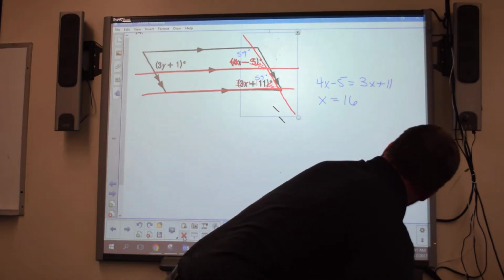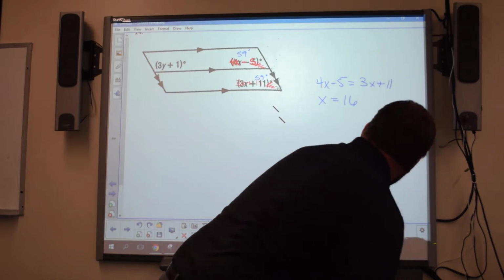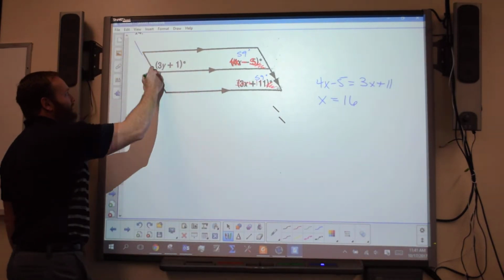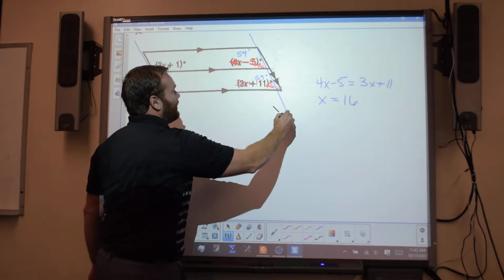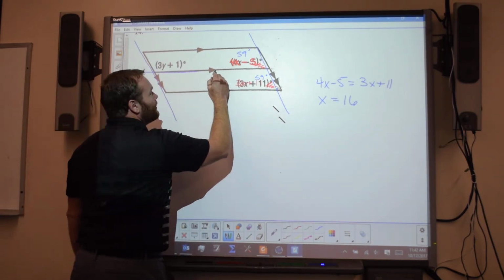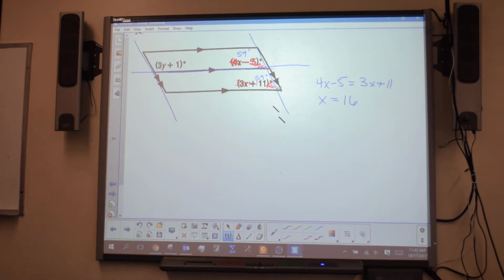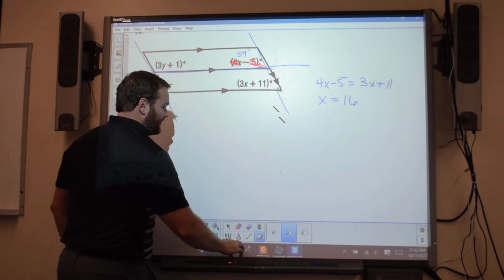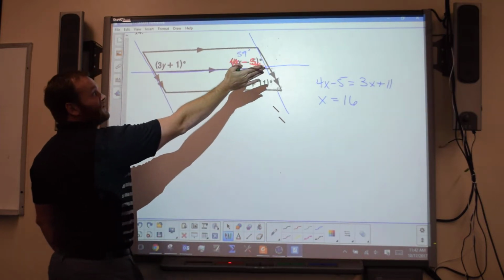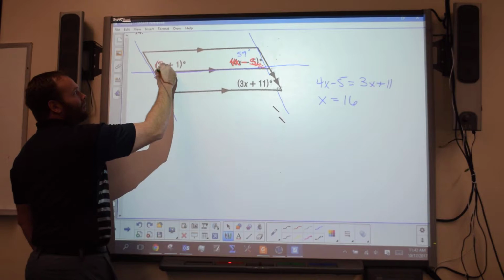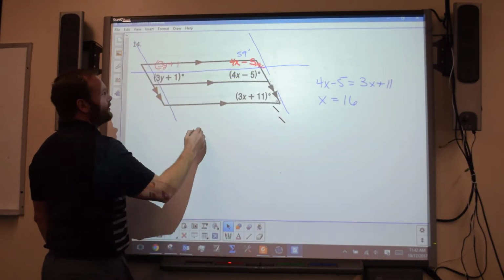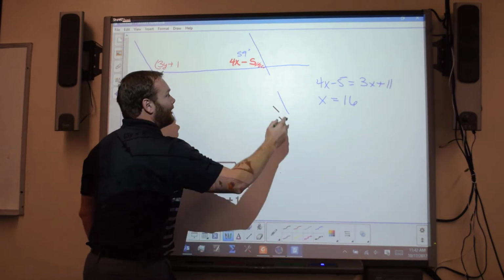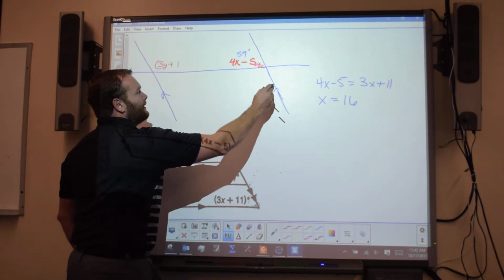Now I'm not going to look at those parallel lines because there's another set of parallel lines here that are going to be useful. That set of parallel lines is that one and that one. Would you guys agree that if I look at those parallel lines and that middle transversal, this angle of 4x minus 5, which we now know is 59 degrees, and this angle here of 3y plus 1, what types of angles are those for those parallel lines and that middle transversal?